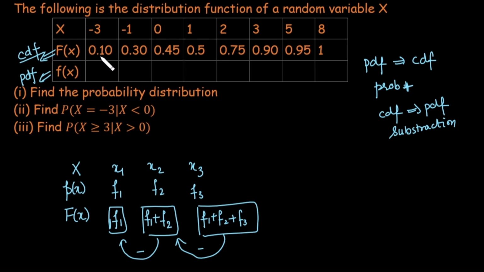Corresponding to the first random value, that is -3, we have the probability 0.10 as it is. Now subtract these two, that will give you the probability corresponding to x is equal to -1. That is 0.2. Subtraction of these two, 0.15. Subtraction of these two, 0.05. Then 0.25. Then 0.15. Here 0.05. Here 0.05. So this is the probability corresponding to each random value.